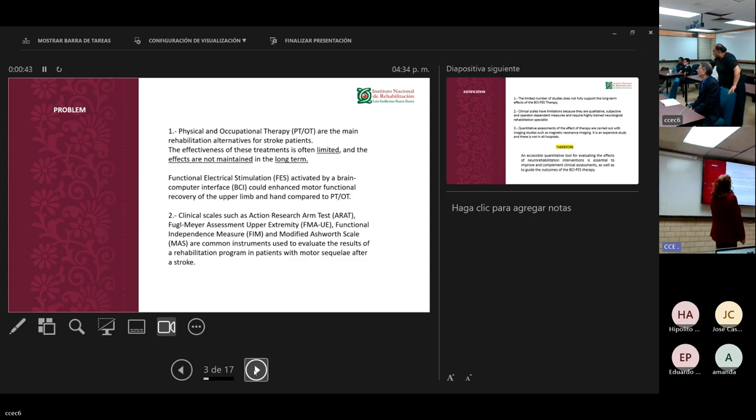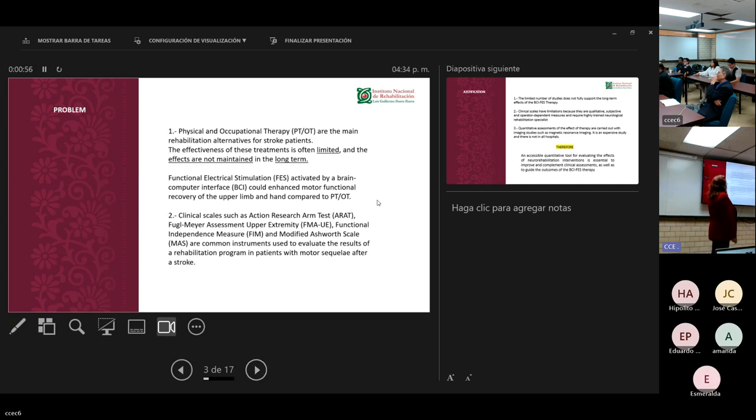Physical and occupational therapy are the main rehabilitation for stroke patients. This treatment is limited and its effects are not maintained in the long term. Functional electrical stimulation activated by a brain-computer interface could enhance motor function compared with physical and occupational therapy. Clinical scales such as the Action Research Arm Test, Fugl-Meyer Assessment upper extremity, Functional Independence Measure, and Ashworth scale are common instruments used to evaluate the results of a rehabilitation program for this kind of patient.